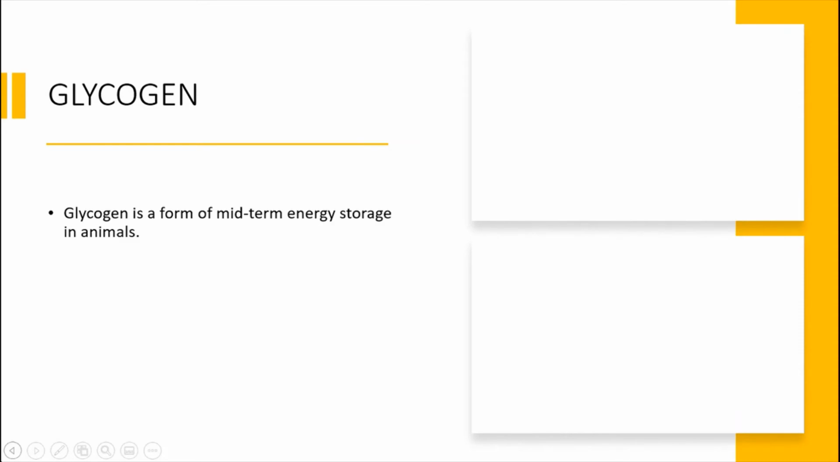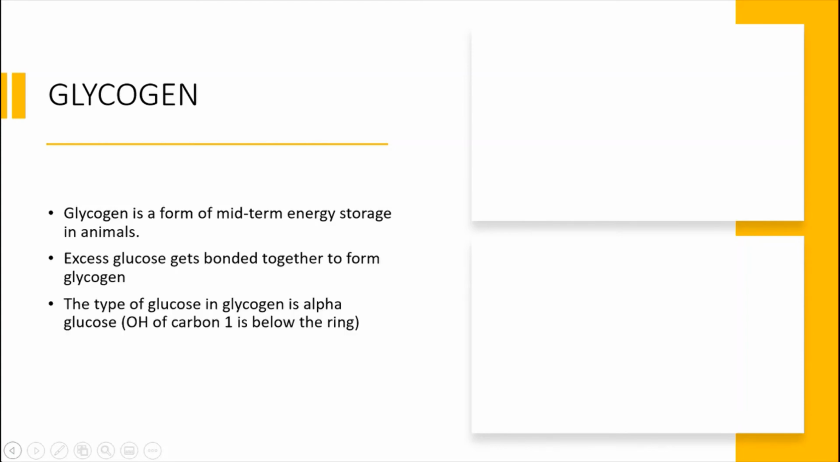Glycogen is a form of mid-term energy storage in humans. So we know that glucose is what we use to break down to give us our energy. However, if we have excess glucose, our body links all that glucose together to form glycogen, and then glycogen can be stored in the body. So excess glucose gets bonded together to form glycogen.